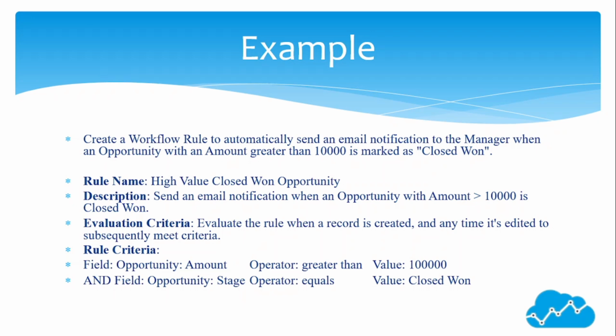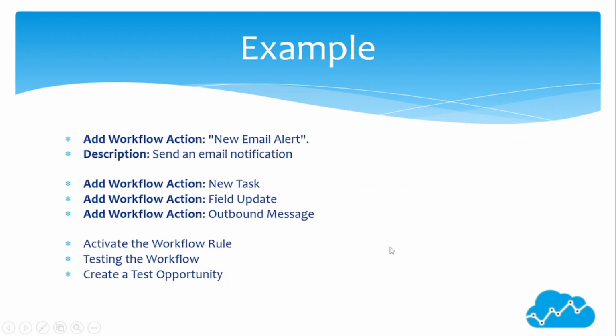So here we are going to take rule name, high value closed won opportunity. Description, send an email notification when an opportunity with amount greater than 10,000 is closed won. Evaluation criteria. Evaluate the rule when a record is created and any time it's edited to subsequently meet criteria. Rule criteria. Opportunity amount greater than 10,000 and opportunity stage equals closed won. Add workflow action. New email alert.